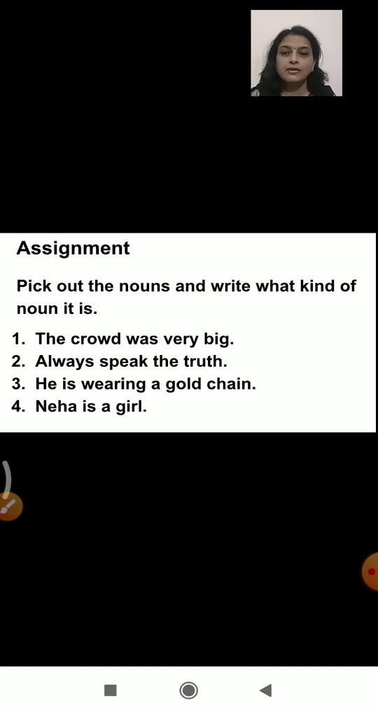Fourth one. Neha is a girl. So these are 4 sentences which I have given you. Just try to find out, pick out the noun and then write what kind of noun it is. I hope it is very much clear now. You have followed everything that was explained.